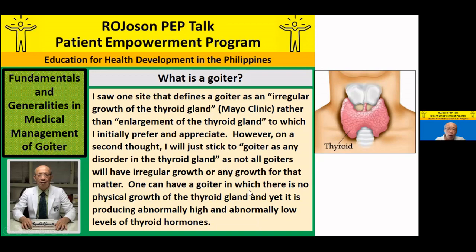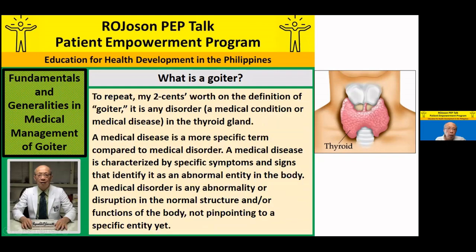So one can have a goiter in which there's still no physical growth or enlargement of the thyroid gland, and yet it is producing abnormally high or abnormally low levels of thyroid hormones, in which it is still called a goiter. To repeat my 2 cents worth on the definition of goiter, it is any disorder, whether it's a medical condition or a medical disease, in the thyroid gland. Okay? So it is any disorder in the thyroid gland.